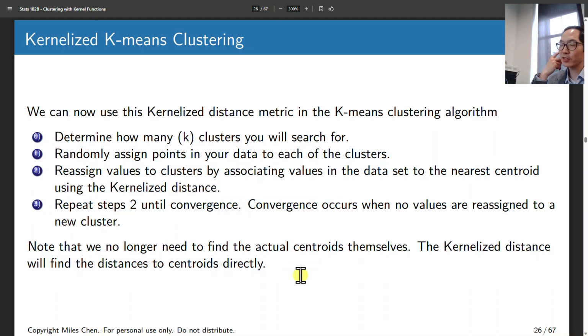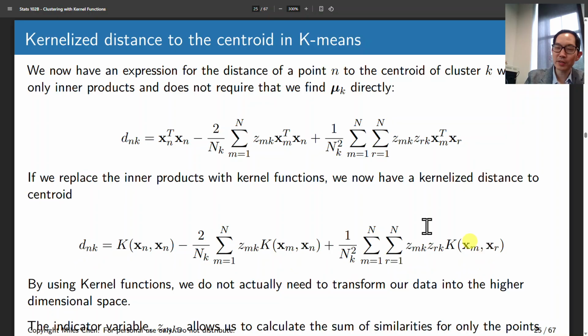This is equivalent when we do kernelized k-means clustering. We could imagine taking our original data, applying this transformation function phi, and then once we have it transformed, we perform k-means clustering on this transformed space. Then once we have the cluster assignments, we go back to our original data and say, all right, these are the clusters that we formed. By using this formula here, we can just directly calculate the distances to the centroids without actually calculating the centroids itself.